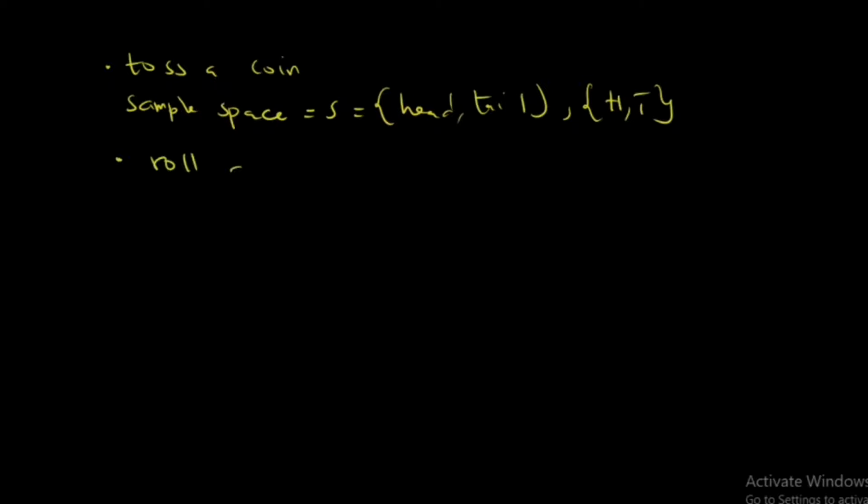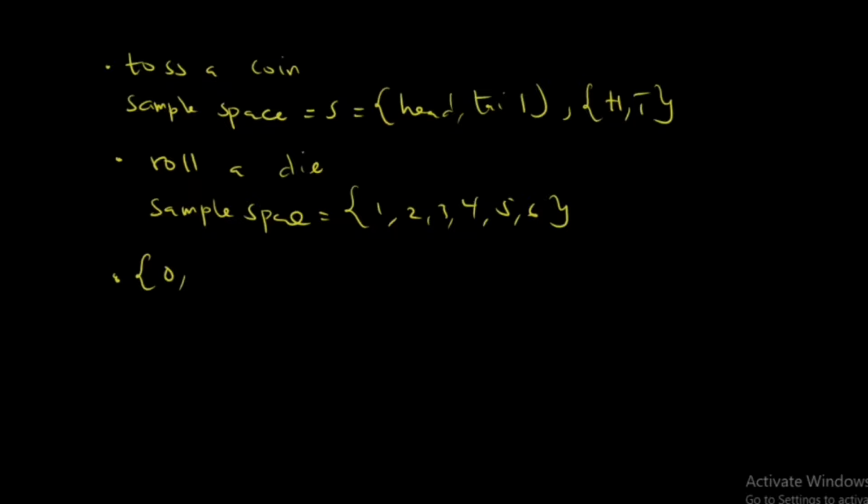When you roll a die, the sample space here is going to have 1, 2, 3, 4, 5, 6. Let's move on to another random experiment. Observe the number of Tecno phones sold by the Tecno company in Ghana in 2018. So the sample space will be 0, 1, 2, 3 to infinity.